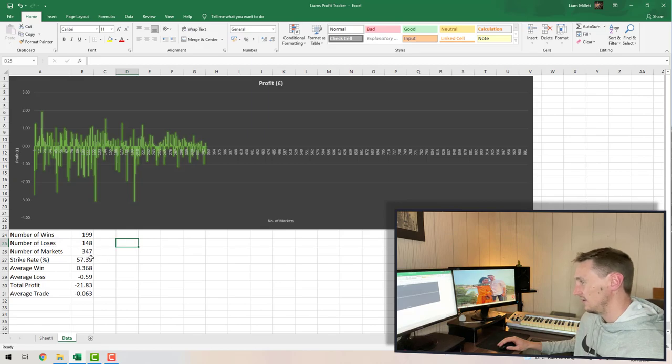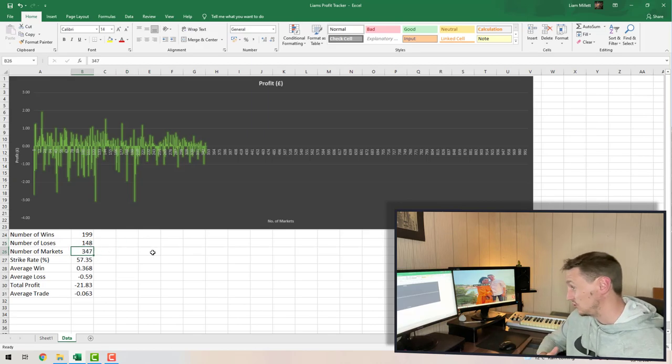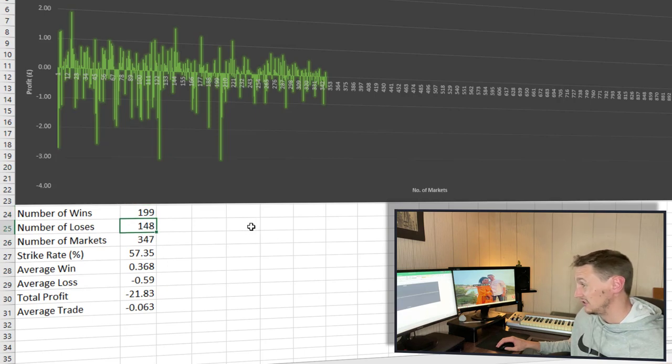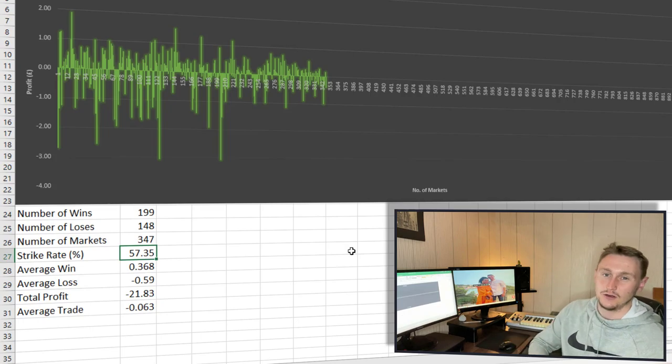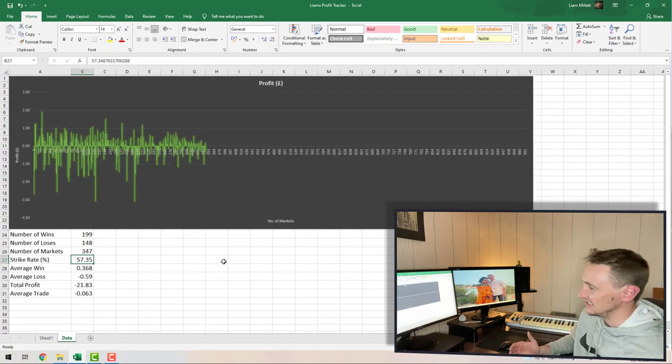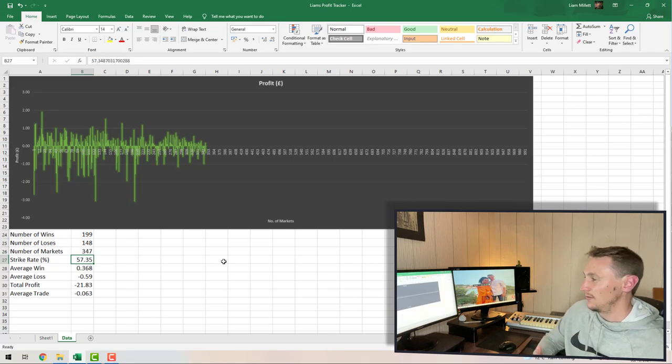So you can see the number of markets I've been trading so far is 347. And of those 347 markets, I've won on 199 of them, and I've lost on 148 of them. The strike rate between the two is 57%. So obviously, certainly not an amazing strike rate. 5.7 out of 10 markets I'm winning on. It's not absolutely terrible, and I'm guessing a lot of people do a lot worse than that, but I certainly want to improve on that.